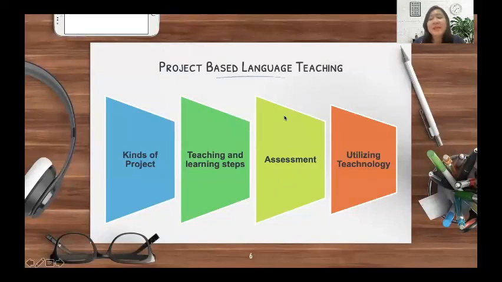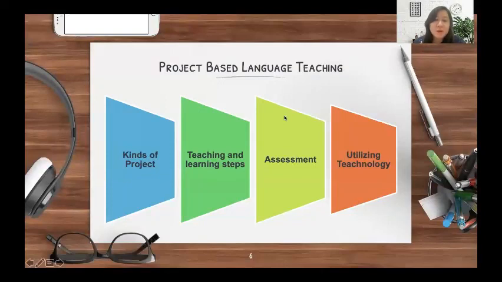In assessing projects in language teaching, it is better to emphasize the improvement in the language skills of the students. So the way of assessment should be more on relevancy. Here, the teacher will find out how language skills and language components are used well by the students in the project.